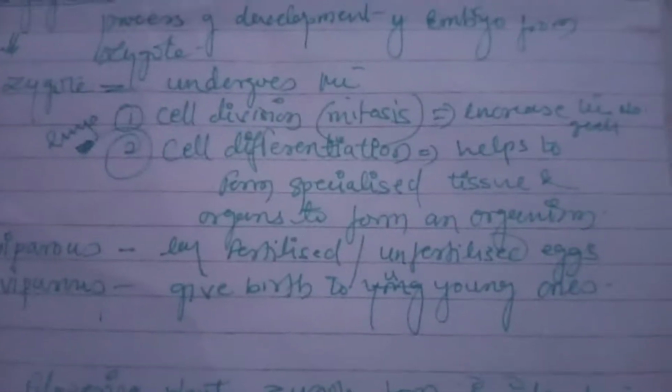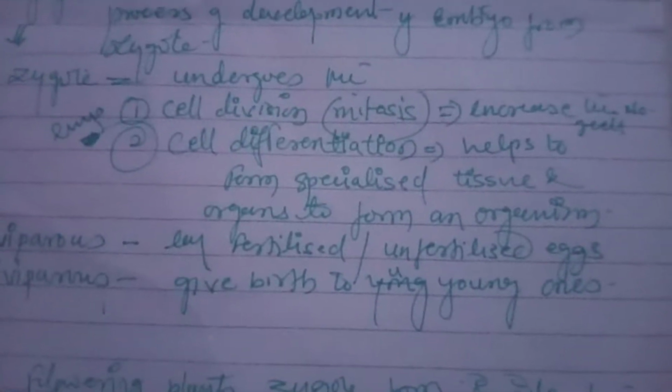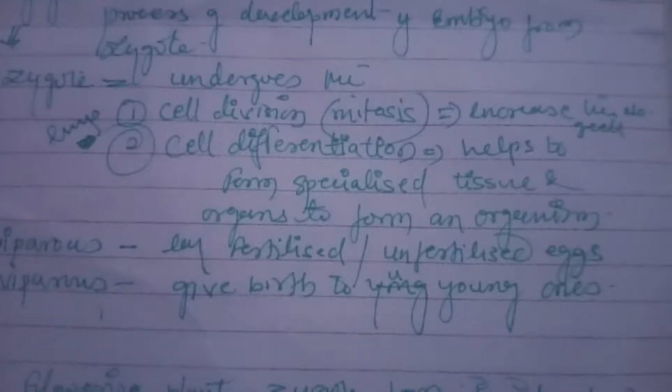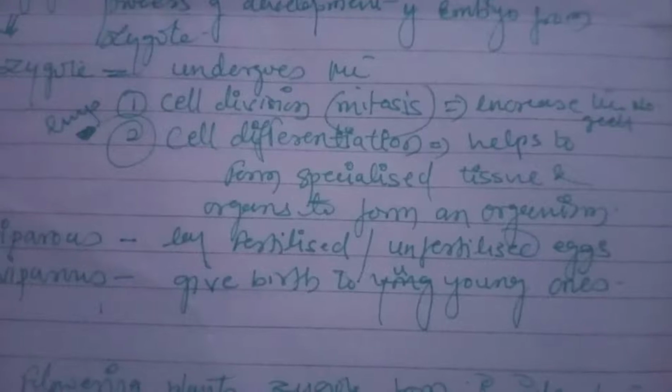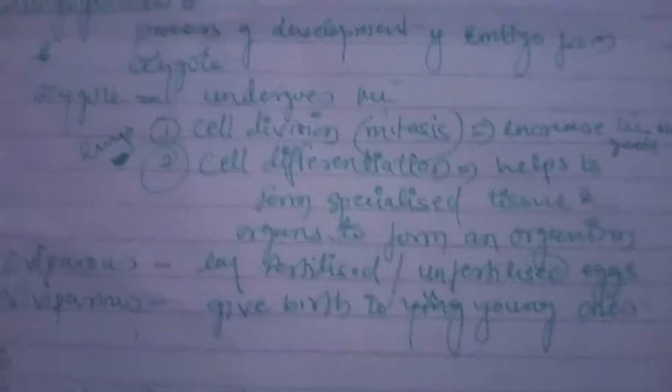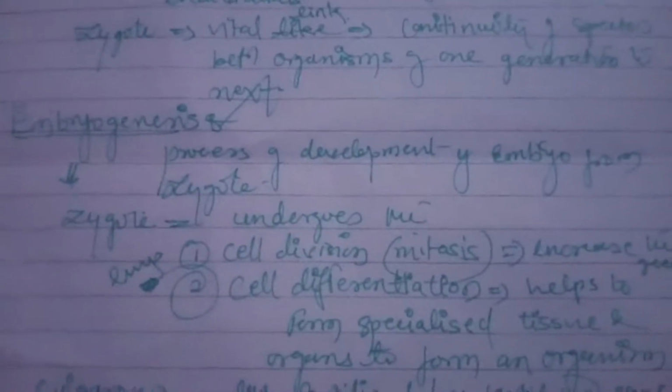What is the importance of cell division? It increases the number of cells. What is the importance of cell differentiation? It helps to form specialized tissues and organs to form an organism. This is the thing. What is the definition of embryogenesis?